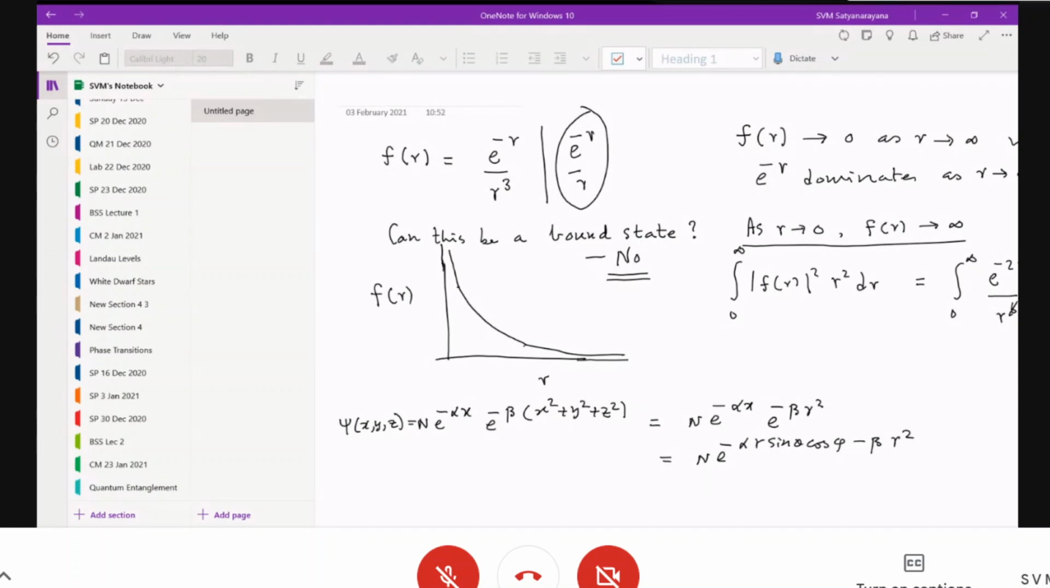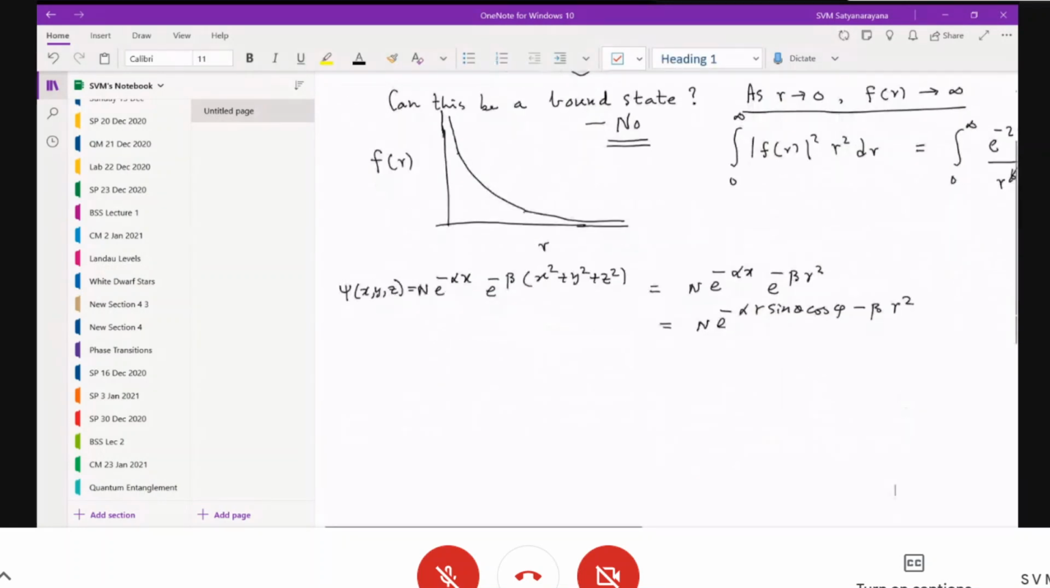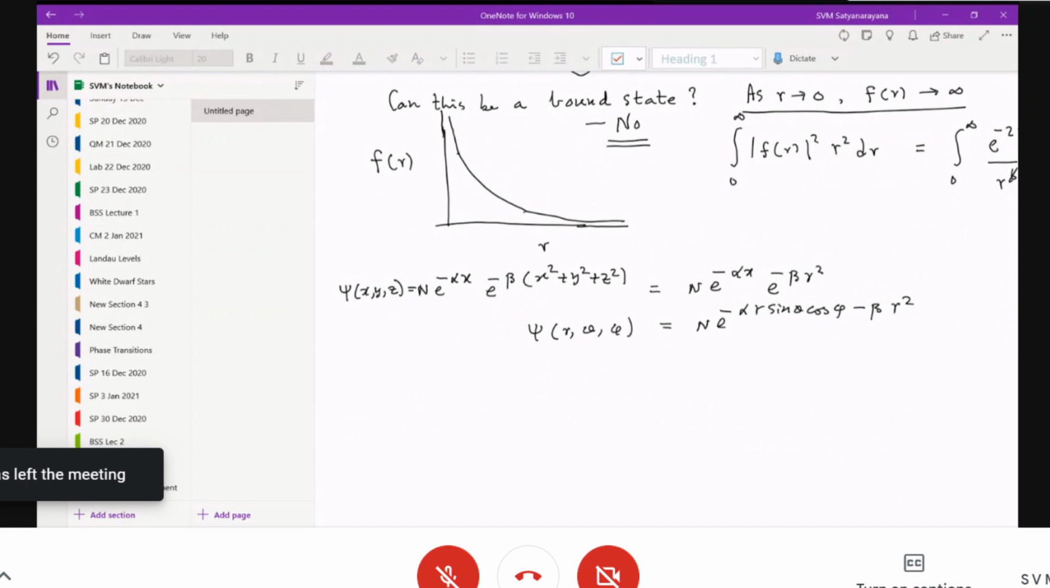Now I should write this as psi, in terms of r, theta, phi. You can see that as r goes to infinity, this will go to 0. Psi as r goes to infinity goes to 0, and psi as r goes to 0 is N, a constant. It doesn't diverge, and you can normalize this one because both are minus signs.